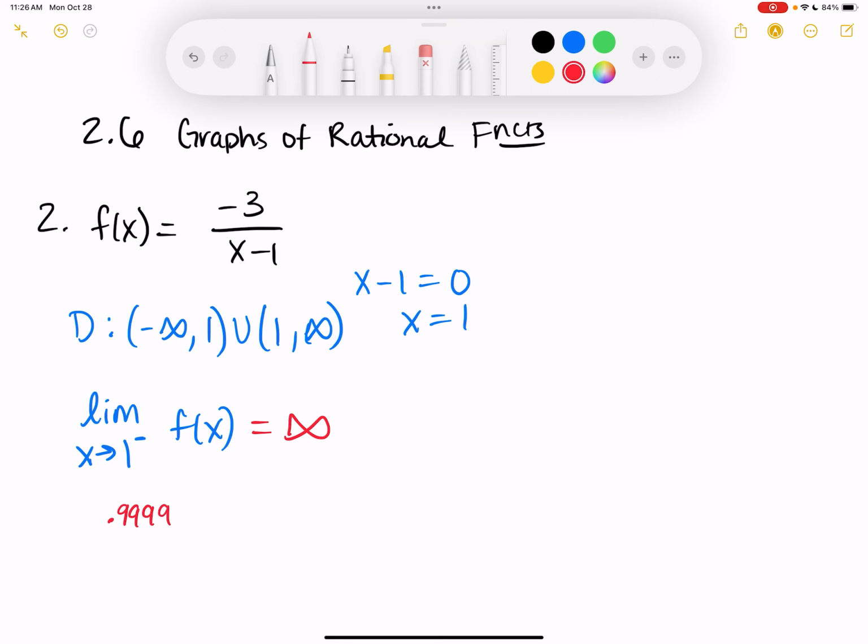Notice the more 9s that I have, which this is supposed to be as x is getting really close to 1 but coming from the left side, the number keeps getting bigger. So that's what we're looking for. Now I need to look at it from the other side. So the limit as x approaches 1 from the right, so if I put a little plus sign up here, that means from the right of f of x. That means I'm looking at a number like 1.00000001. What's going to happen if I do that?